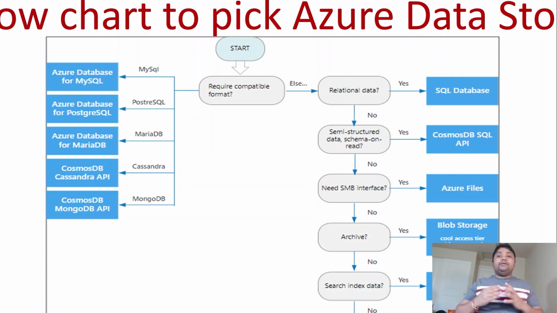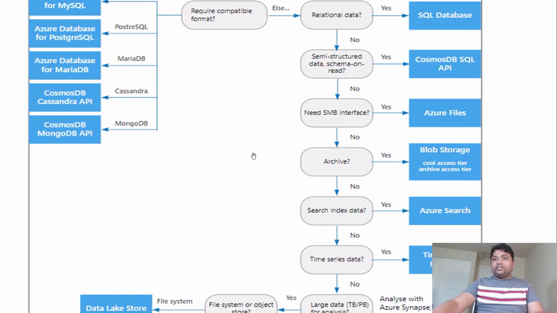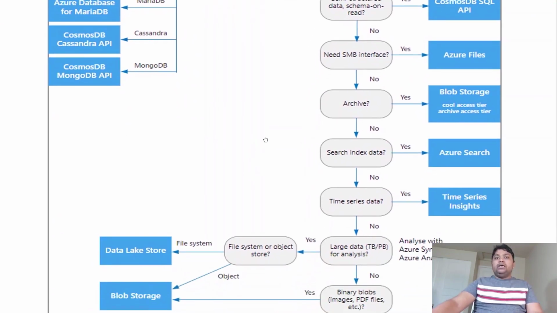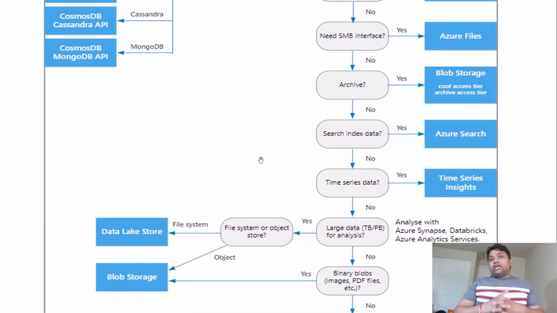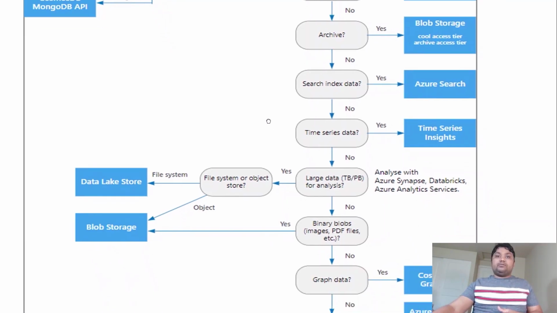If we want to archive something, then we can use Blob Storage with the cool access tier. If we are dealing with a search-related database, a search index, then we can go for Azure Search. If we are dealing with time series data, we can go for Time Series Insights. If we have large data like terabytes or petabytes for analysis purposes, we can store it in Data Lake or Blob Storage and bring in Synapse Analytics or Databricks and Azure Analysis Services and do the analysis on that, right? So these are some of the flows we use generally.